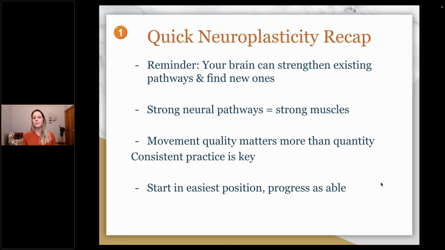Neuroplasticity is also the ability to find new neural pathways. So if I were to tell you to lift your leg and nothing happens, that means that the neural pathway from your brain down to lifting your leg is not there, or it's not working. And so neuroplasticity is the ability of your brain to find a different way to get from point A to point B, being your leg.